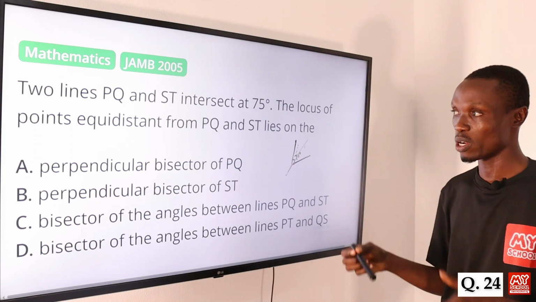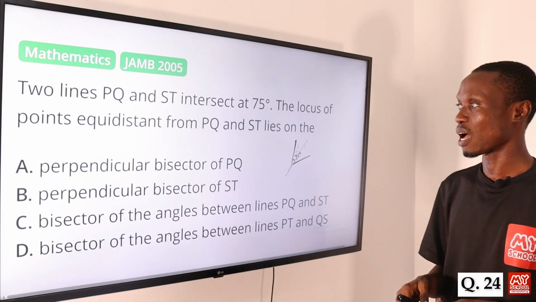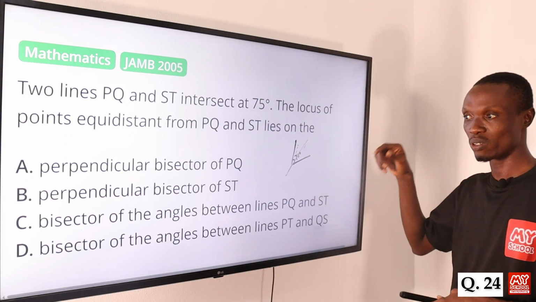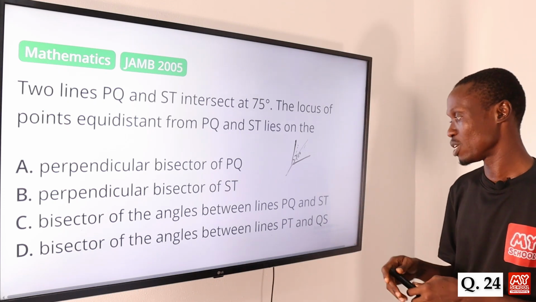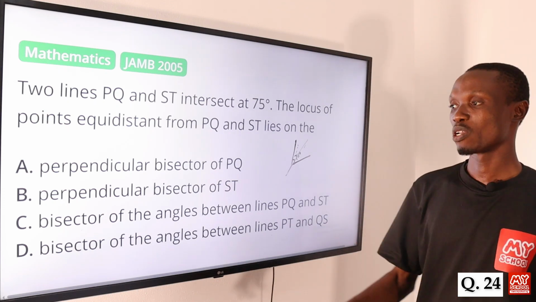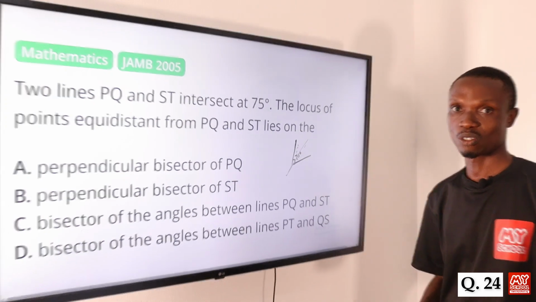So the locus of points equidistant from PQ and ST lies on the bisector of the angles formed between lines PQ and ST. So that makes option C the correct answer to this question.